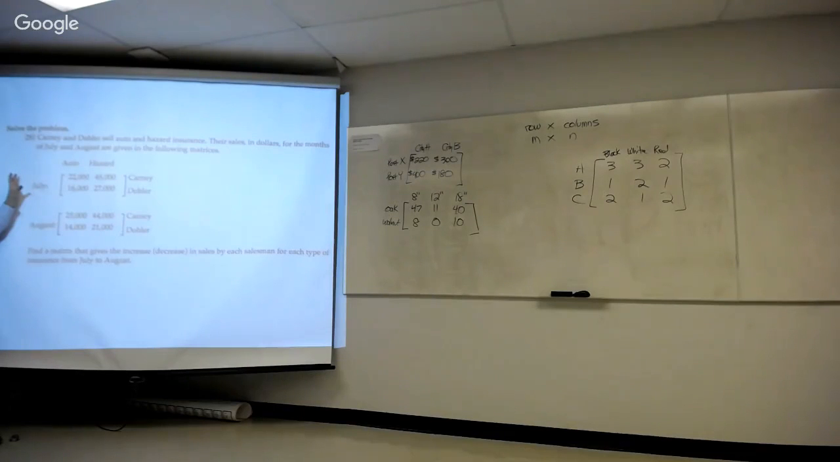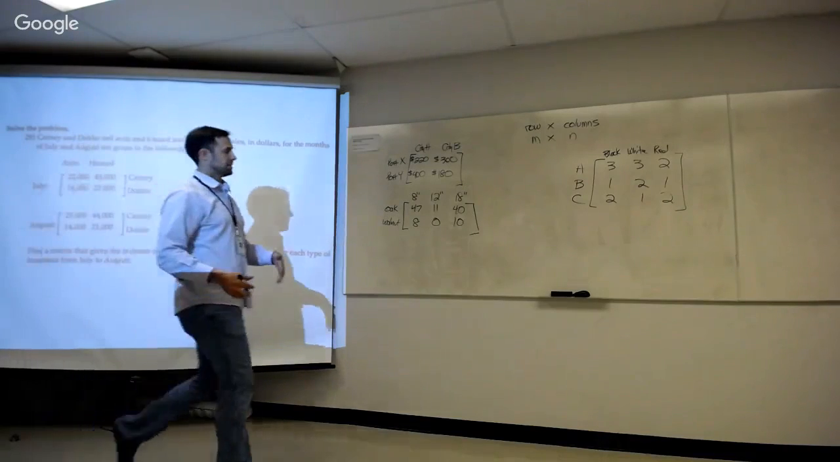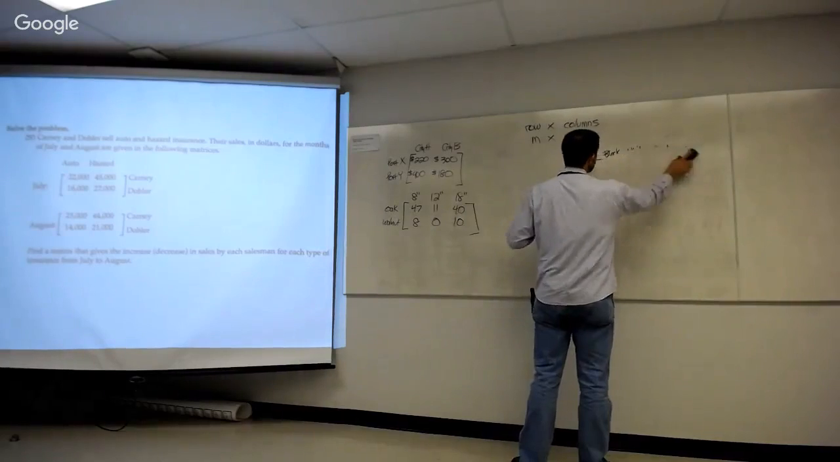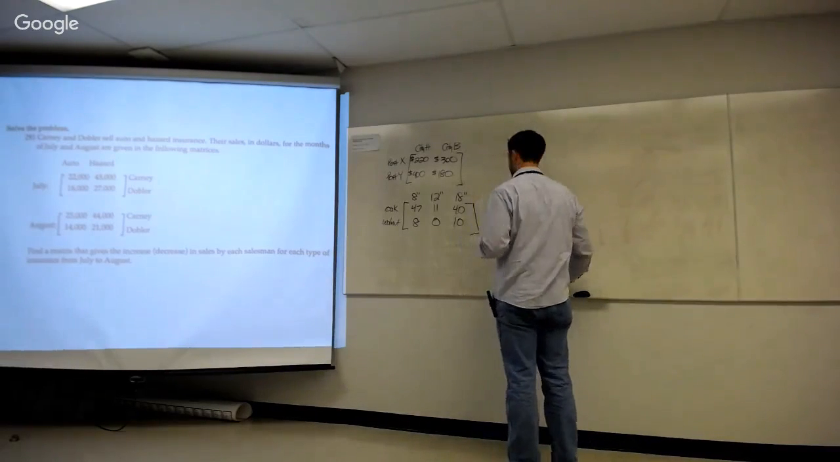Are we subtracting them both? Well, let's find out what the question says. It says find a matrix that gives the increase or decrease, that is the change in sales by each salesman for each type of insurance from July to August. So we really just want to know the change. Yeah, how much it changed. So it either goes up or it goes down. So you just compare the numbers, again, cell by cell or entry by entry.